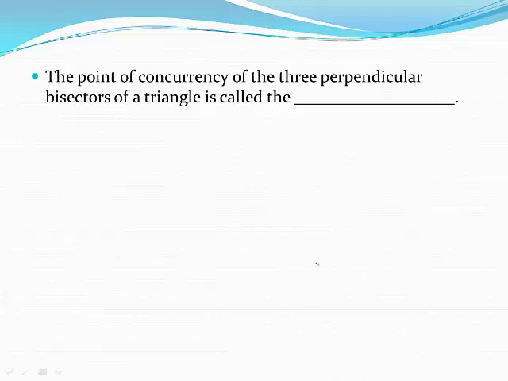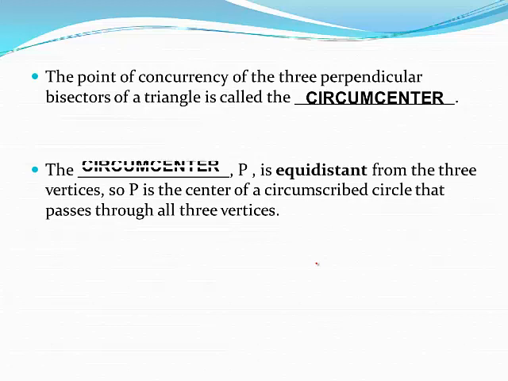Okay, so moving on. The point of concurrency of the three perpendicular bisectors has a special name. We call it the circumcenter. And the circumcenter, P, is equidistant from the three vertices, so P is the center of what's called the circumscribed circle. And you'll be constructing that as well, and you'll see what it is a little bit later on. So we have circumcenter and circumscribed circle that pass through all three vertices. And you can think of the equidistance as kind of a radius of a circle. You'll see what I mean in a second.